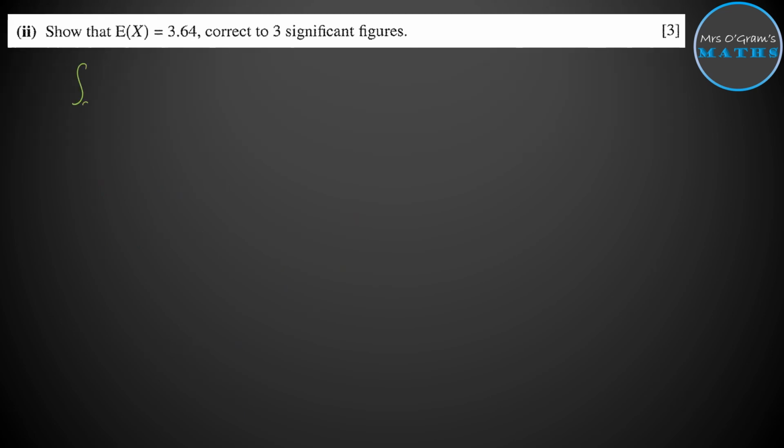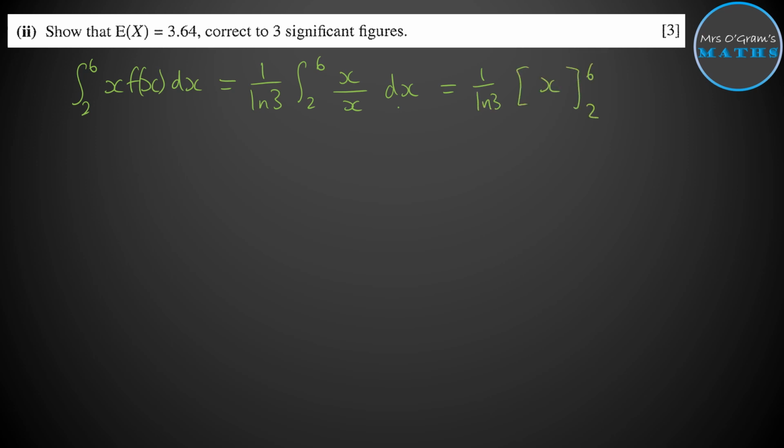Now to do E of X, we go between 2 and 6, integrating again, but of x f of x dx. So we know what k is, so we'll take out the k, and it'll be x times 1 over x dx, which of course is just 1. So when you integrate that, you will get x between 6 and 2. And if you work that out, you get 3.64.